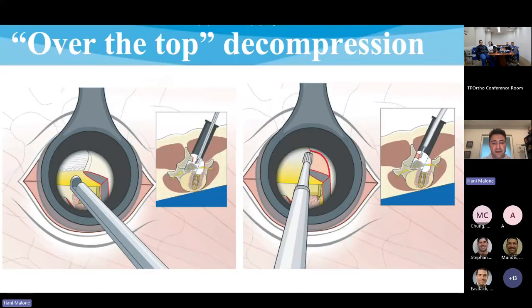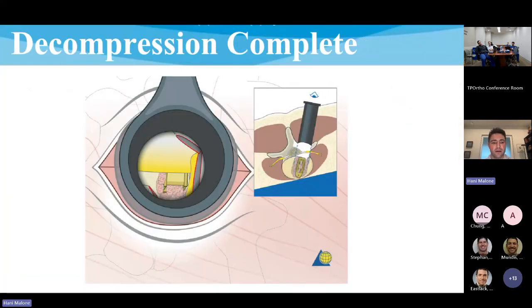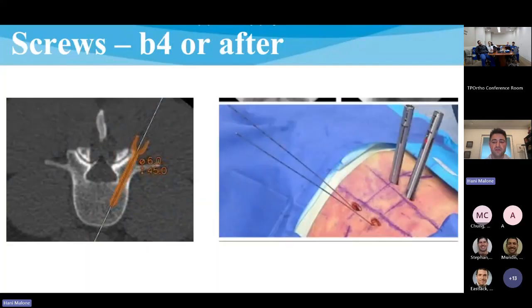And then we mentioned the over-the-top decompression. I generally do this before I put in the graft, just because I want to loosen up that contralateral facet, and I can do that at the same time. And okay, decompression is complete here. You can see the nerves, they're in good position.